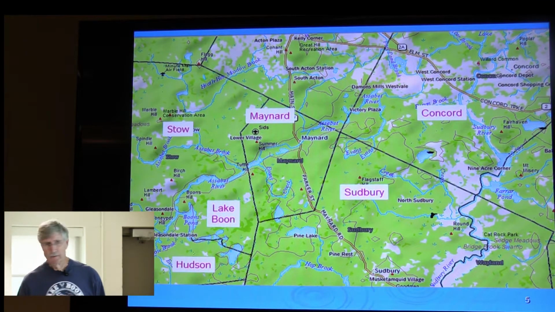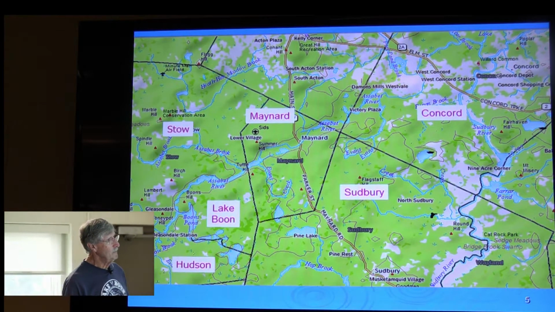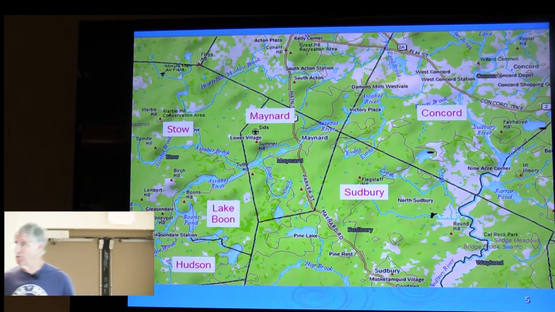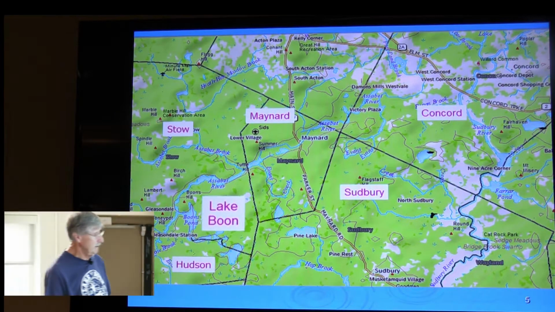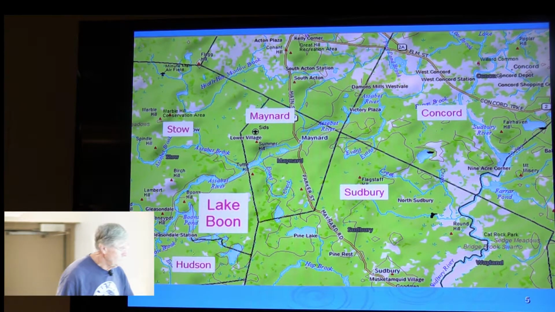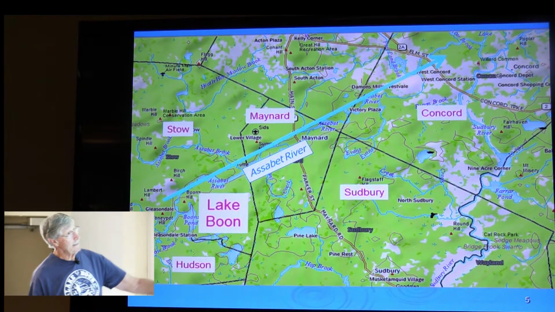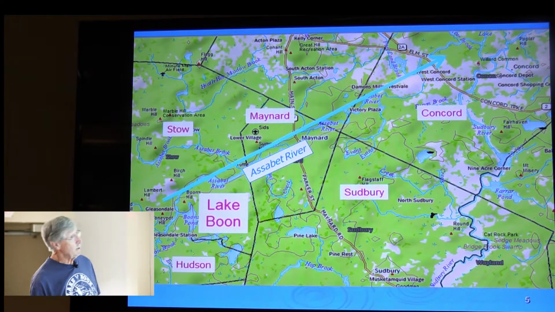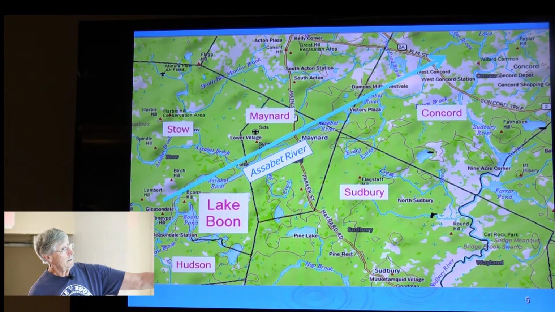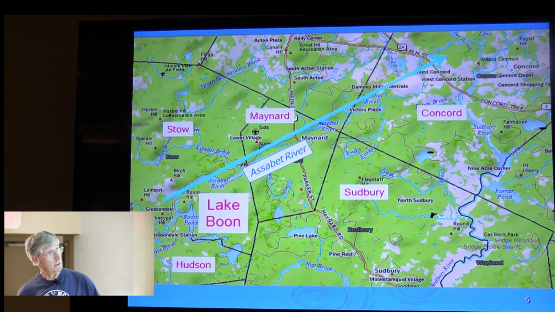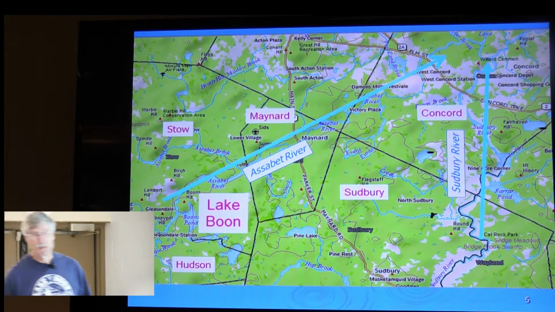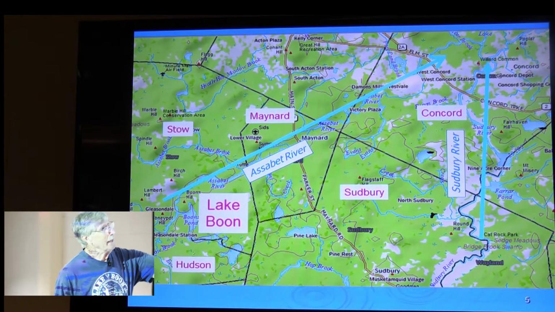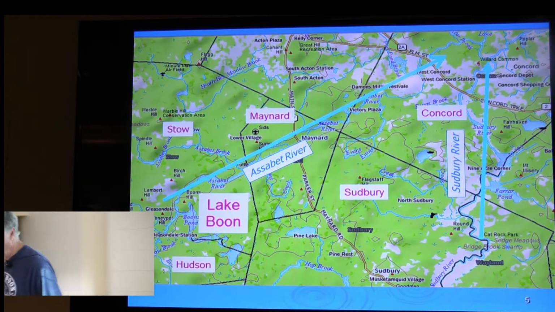Okay. Well, if you did, we made the setting of Lake Boone, a little bit about the geology. The lake is here, and we are on the Assabet River, which flows southwest to northeast, and joins the Sudbury River at Concord to form the Concord.